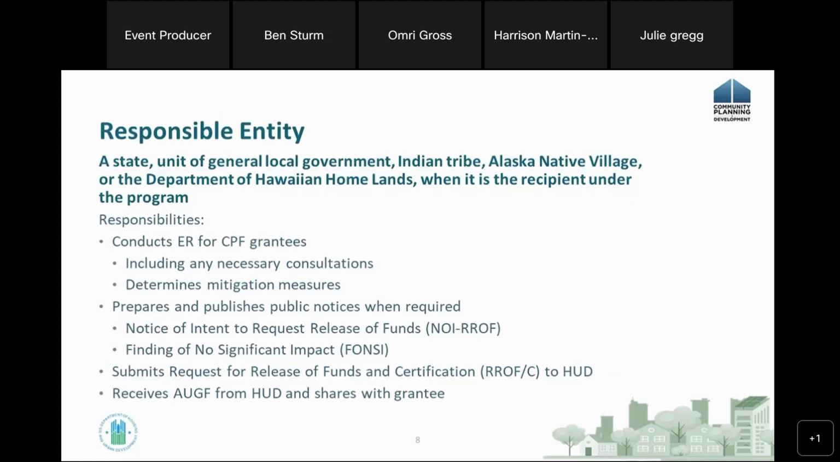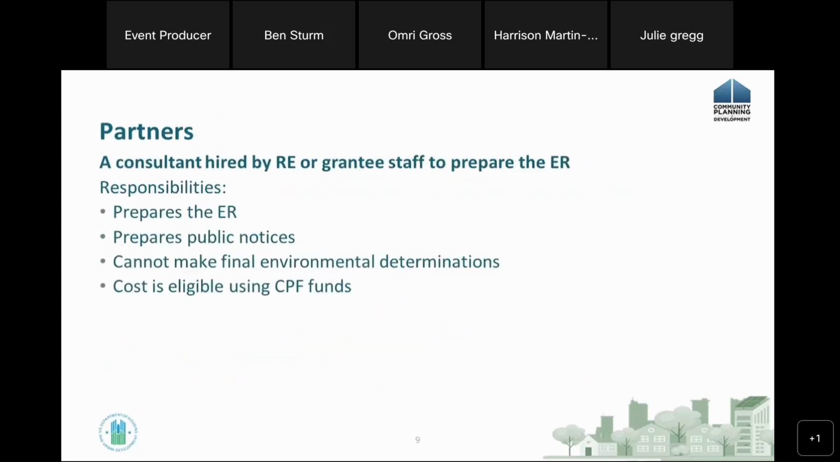The responsible entity for CPF grants conducts the environmental review for CPF grantees, including any necessary consultations and identifying any necessary mitigation measures. The responsible entity also, when required, prepares and publishes public notices, submits the request for release of funds and certification to HUD, and receives the authorization to use grant funds from HUD and shares that with the grantee. We'll discuss more about the public notice, request for release of funds, and authorization to use grant funds process in the coming slides. Next slide, please.